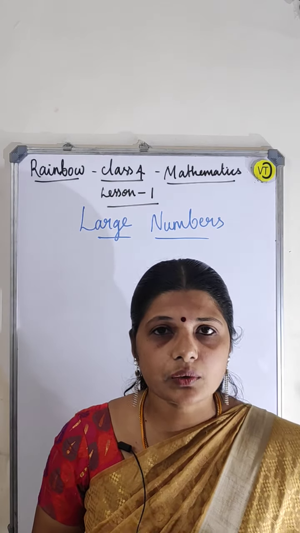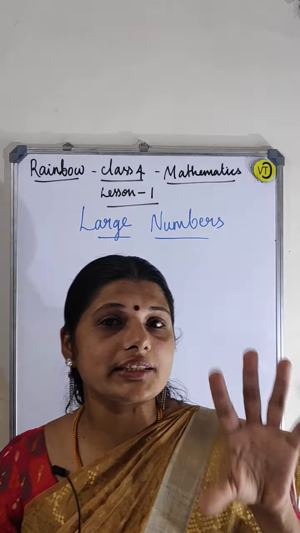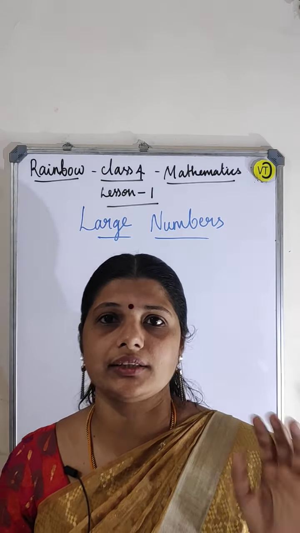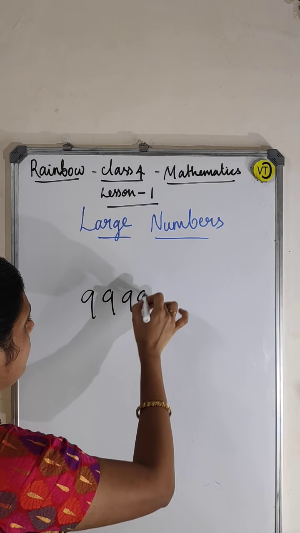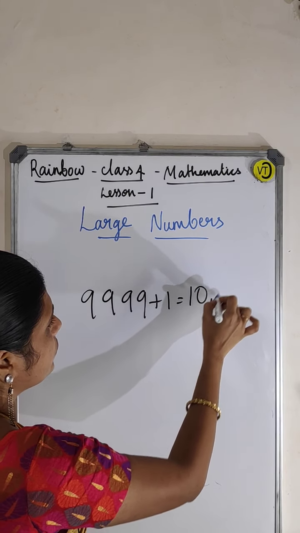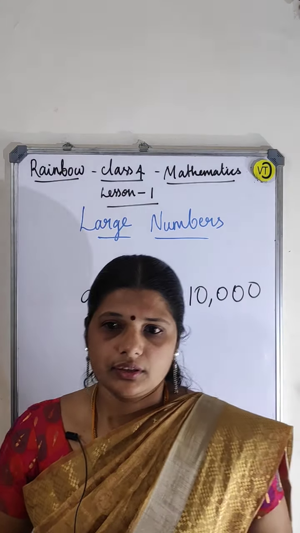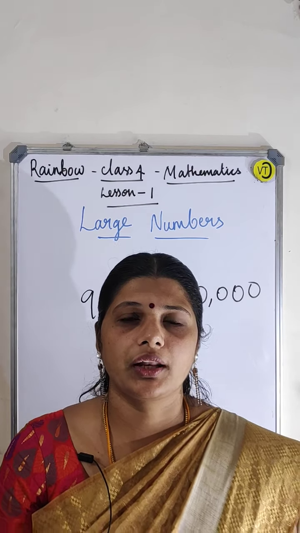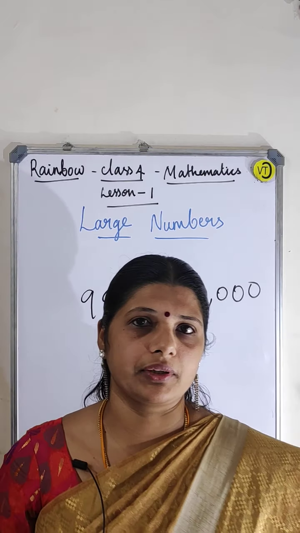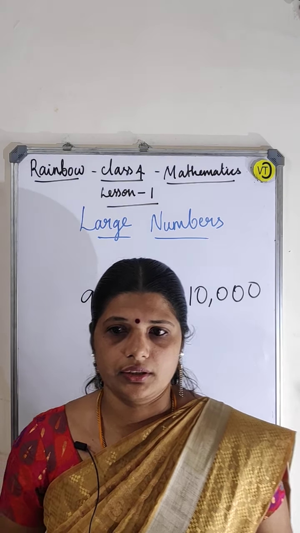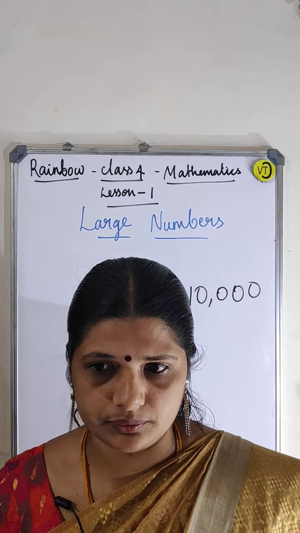9999. Okay, 9999 plus 1. What is this? That is a 5-digit number which is 10,000. Right? So 9999 plus 1 you are adding, so you are getting 10,000. Okay. So adding 1 to the largest 4-digit number, you get the smallest 5-digit number. That you know already. So 9999 plus 1 is equal to 10,000.